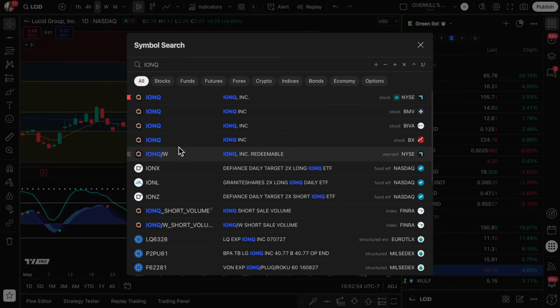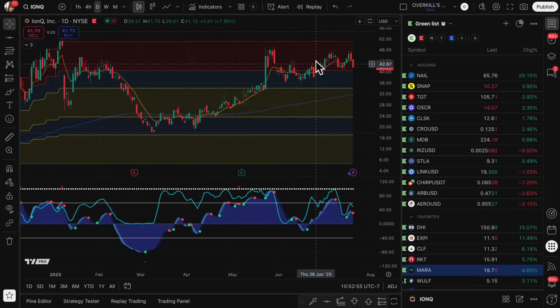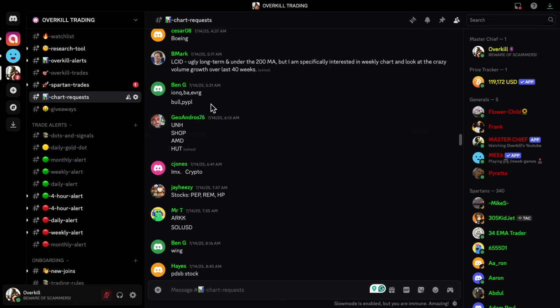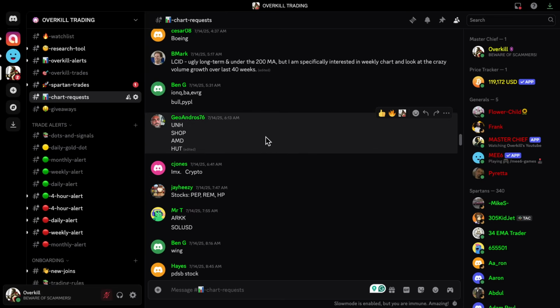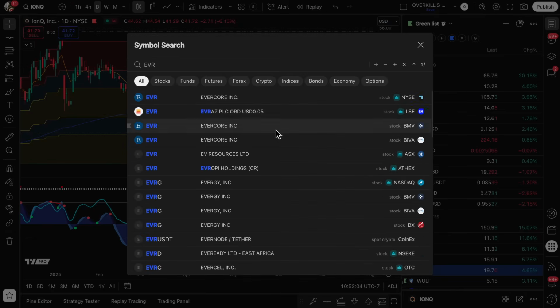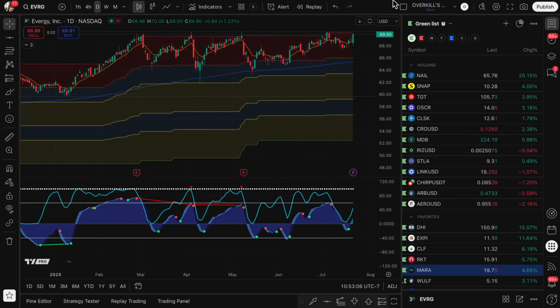IONQ. That one's in the red zone. So again, we don't want to play with stuff in the red zone. Just not part of our strategy. BA, we covered. EVRG up in the red zone.